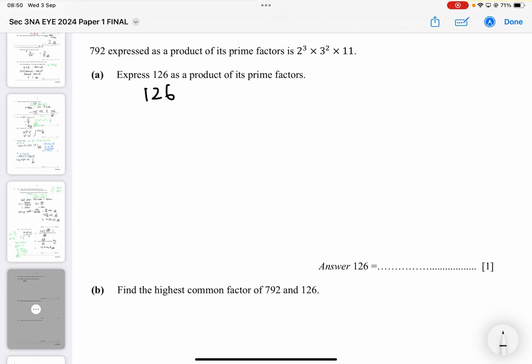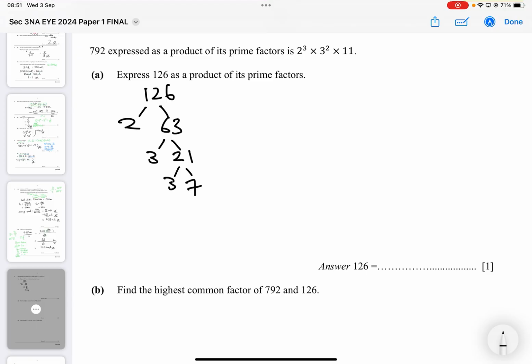So the smallest prime factor is 2. I divide by 2, I get 63. Then I will try, can I divide 63 by 2? Cannot, because it's not an even number. Then I try the next prime factor, which is 3. When I divide by 3, I will get 21. Then I try again, can I still divide by 3? Yes, 3, then 7. Okay?